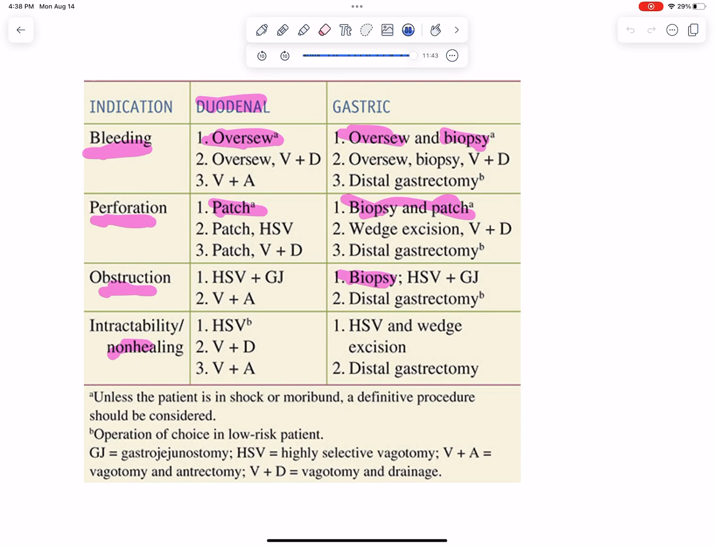Remember that if you do a truncal vagotomy, then you would want to do some type of drainage procedure like a pyloroplasty. If there is some type of perforation, you want to patch and potentially do a vagotomy, but then do a drainage procedure. If it comes back and it is intractable, then a highly selective vagotomy and potential pyloroplasty.